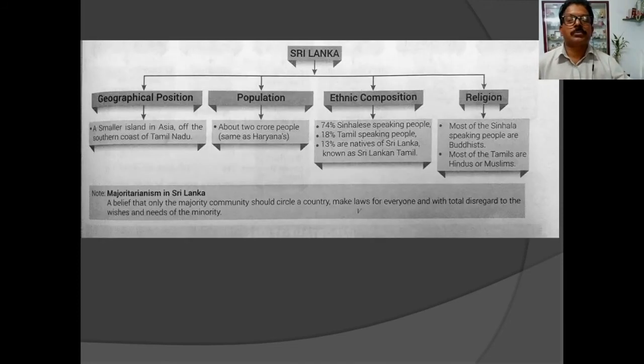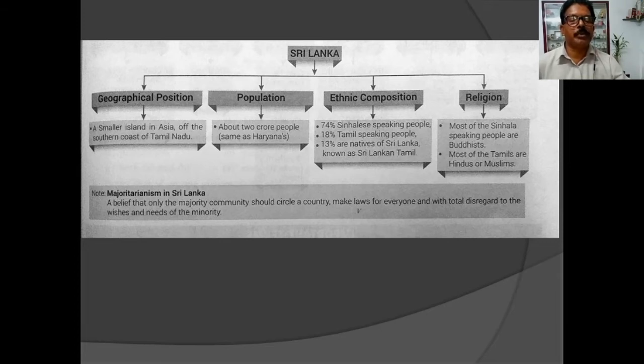Let us come to the geographical position, population, and ethnic composition and religion of Sri Lanka. Sri Lanka is a small island in Asia off the southern coast of Tamil Nadu. Population about 2 crore, and ethnic composition of Sri Lanka 74% Sinhalese speaking people. They speak Sinhalese language, so they are called Sinhalas. 18% Tamil speaking people. Out of this 18%, 13% are natives of Sri Lanka. They are called Sri Lankan Tamils.